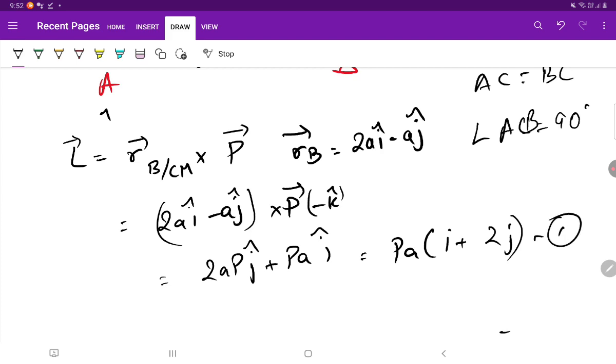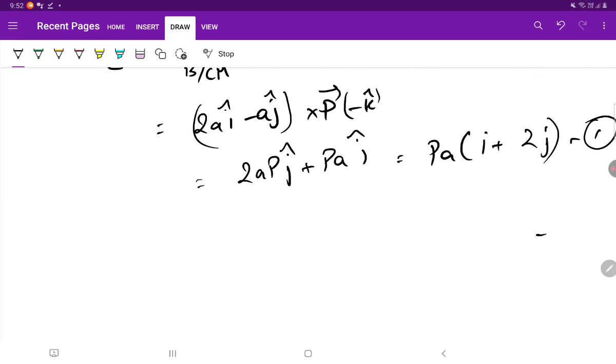Equation 1. Now what will happen is that it will have some velocity of center of mass. I don't know... well, sorry, we can know the velocity of center of mass. Velocity of center of mass will be p by total mass of the system, which will come out to be p by 4m along the minus k cap direction because it's inward the page. Now, what will be the omega vector?